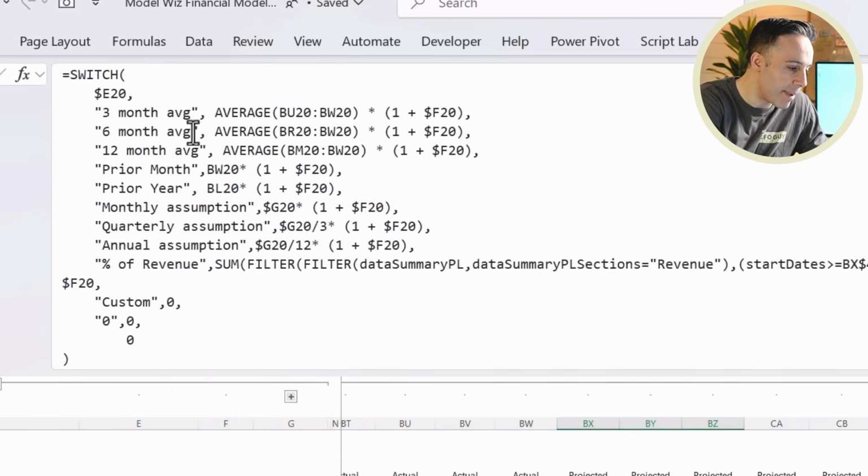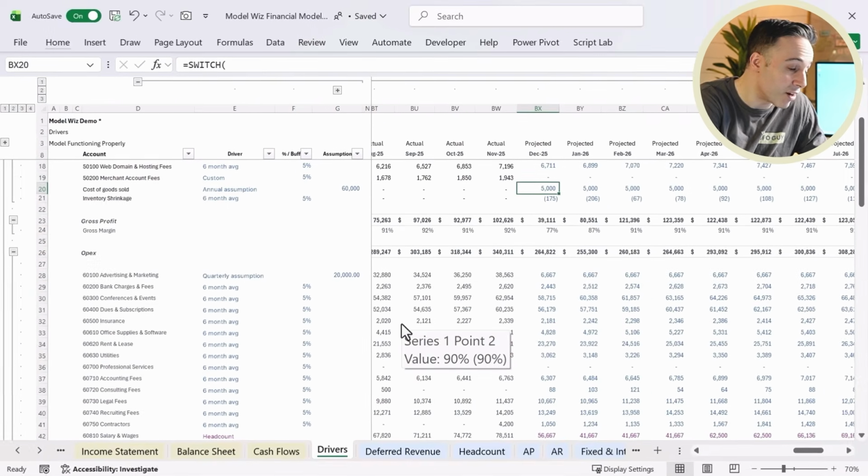So here I'm analyzing the driver in column E, and then I'm saying if it's a 3-month average, give me an average of the prior 3 months. If it's a 6-month average or 12-month average, give me that accordingly. And all these other items are defined, so I could quickly just toggle each of those inputs.